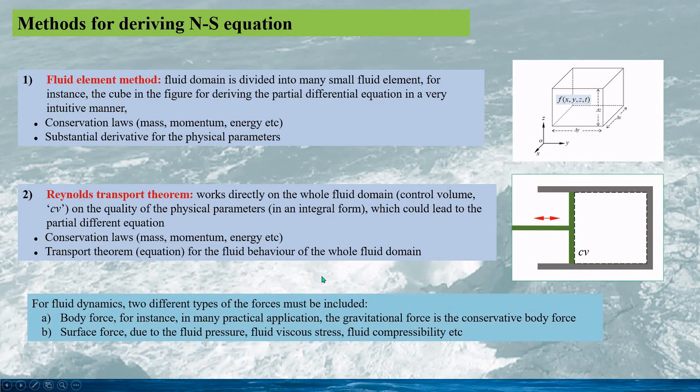In both derivation methods, two types of force must be considered. The body force, which is generally proportional to the fluid volume, for instance, the gravitational force per unit volume, rho g. And the surface force, which is the surface integral of the stresses. The stresses are due to the fluid pressure, fluid viscous stresses, and fluid compressibility.